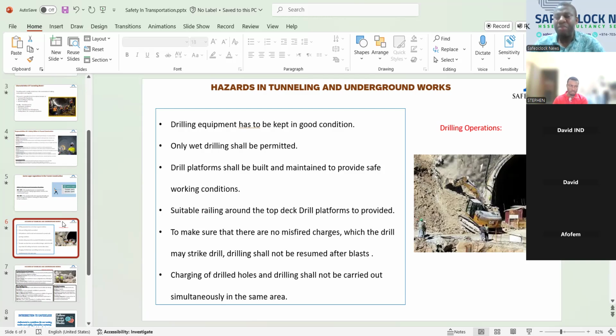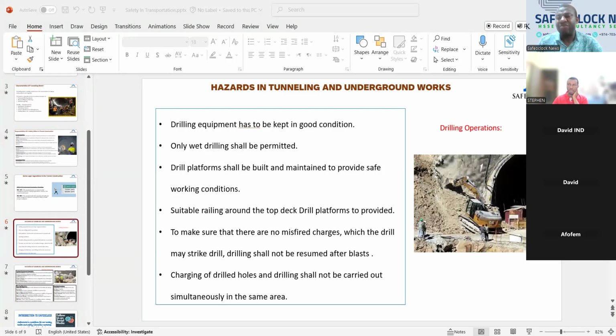So the drilling equipment must be in good condition. Wet drilling is recommended. Then the drill platforms should be well built and properly maintained. Then the drilling deck platform should be provided for the operators, and only authorized and trained operators should be allowed onto the drill deck. So there should be no misfires. Charging of the drill holes and the drilling shall not be carried out simultaneously. So when the drilling is ongoing, there should be no removing of sand or removing of the muck. It's done one at a time.